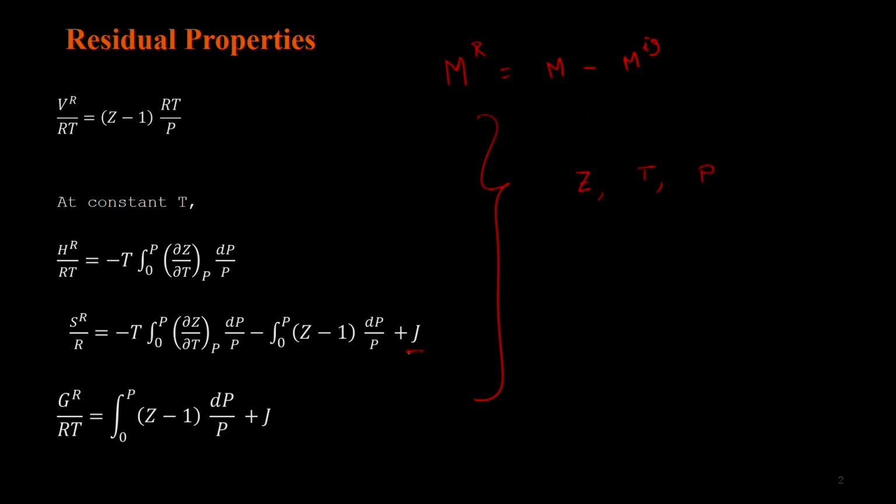And in expressions for the entropy and the Gibbs free energy, there appears a constant J. And we have shown yesterday that this constant J is independent of temperature, and in most cases I'm interested in delta of these quantities, so it doesn't matter what the value of J is. I can arbitrarily set it to 0, so we're going to ignore that J from now on. So we had expressions for H^R, S^R, and G^R, and once I have that, I can add this to the ideal gas value to get the total property.